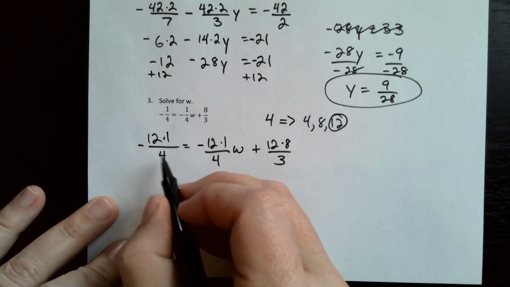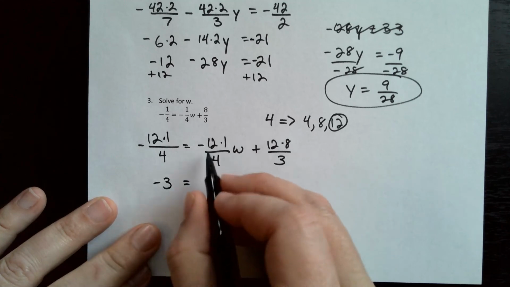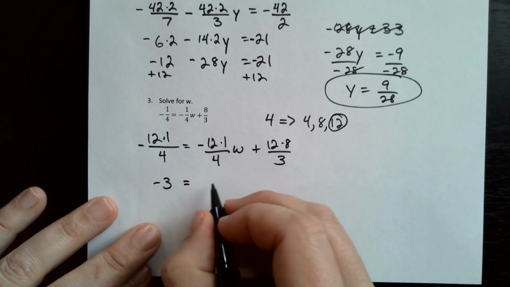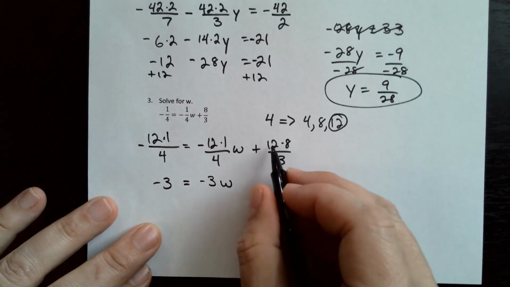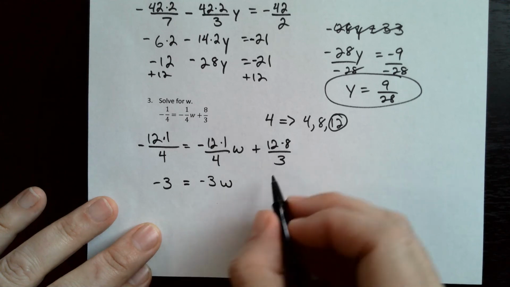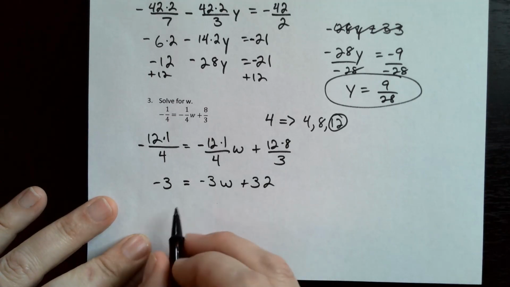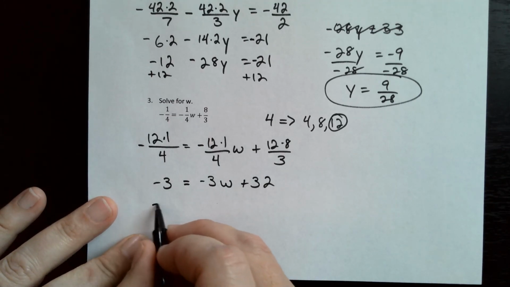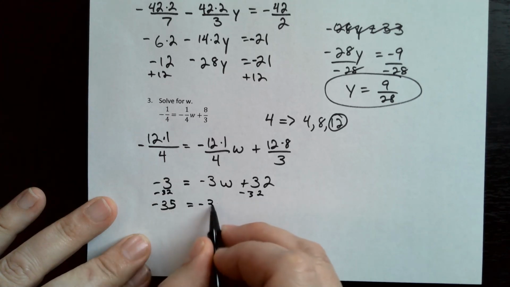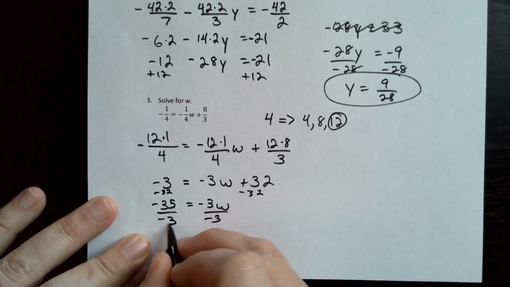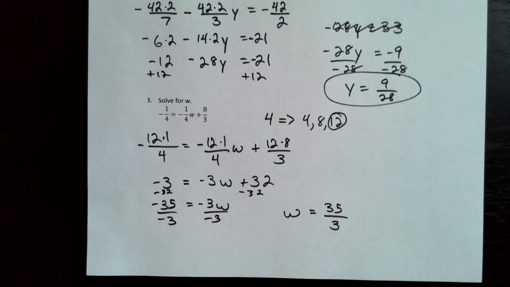All right, let's clean that up. 12 times 1 is 12, divided by 4 is 3, so negative 3 equals negative 3w. And then 12 divided by 3 is 4, and 4 times 8 is 32. So if I move the 32 over, subtracting 32 from both sides, I get negative 35 equals negative 3w. And if I divide by the negative 3, I get w is equal to 35 over 3, and it's positive because it's a negative divided by a negative.